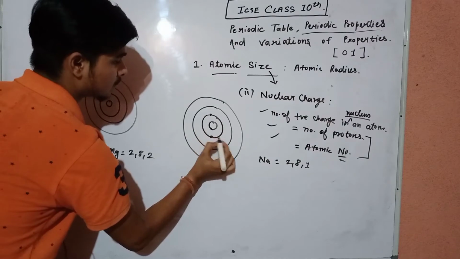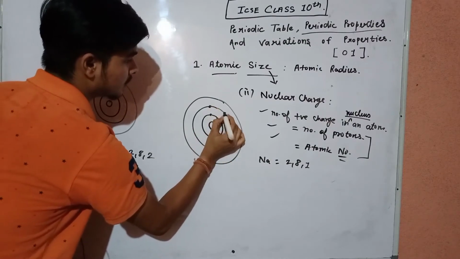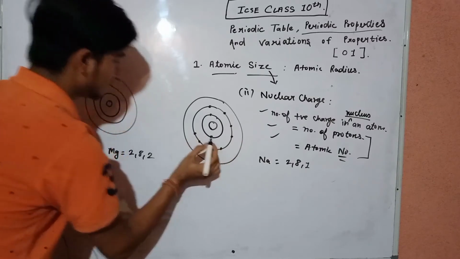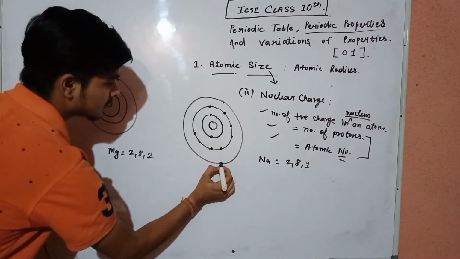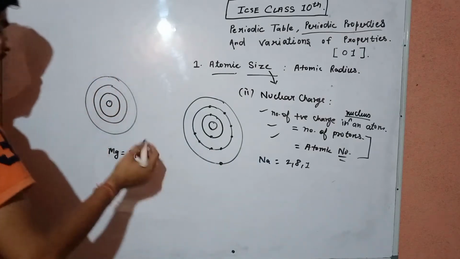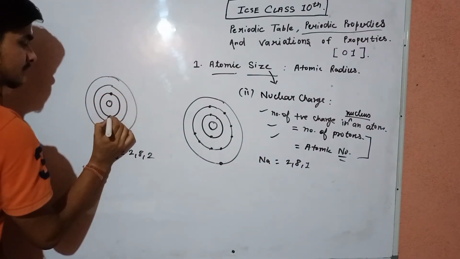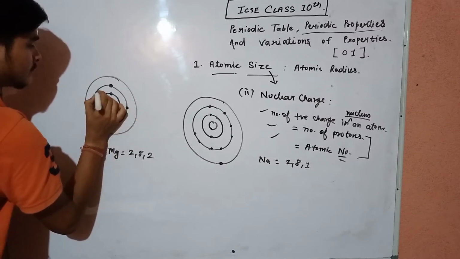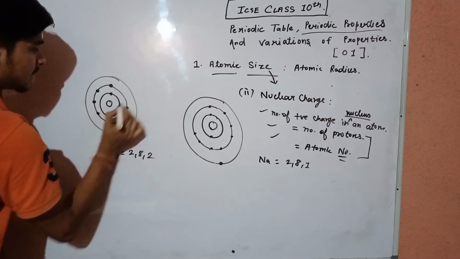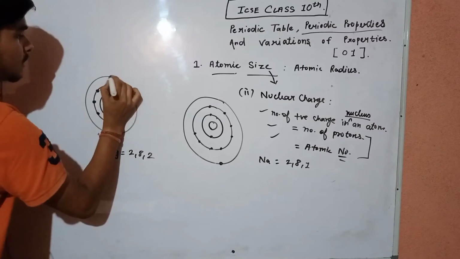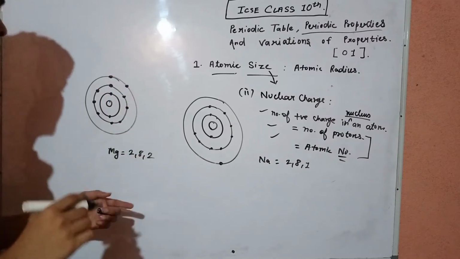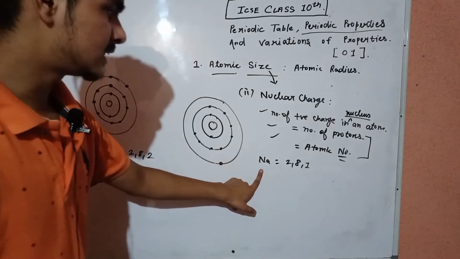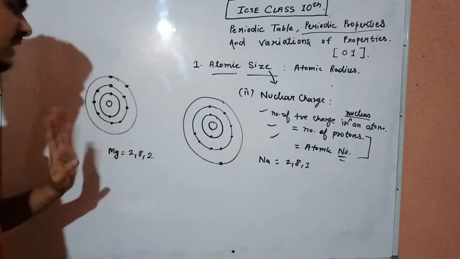So let me make the electrons. 2 here, then 1, 2, 3, 4, 5, 6, 7, 8, and only 1 electron in the third shell. Now let's look here. 2 electrons in the first shell, 8 electrons in the second, and 2 electrons in the last shell. So we have made 2 atoms. First atom is sodium which has electronic configuration 2,8,1, and second is magnesium, 2,8,2.